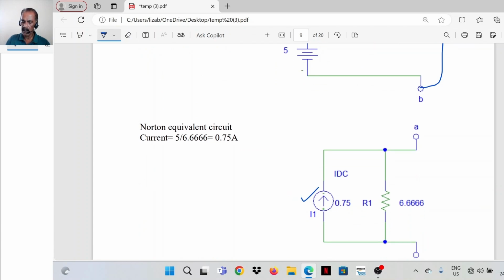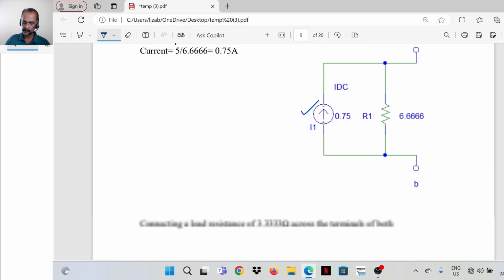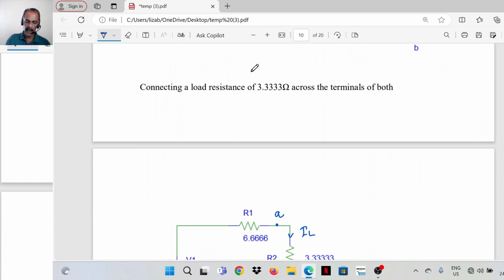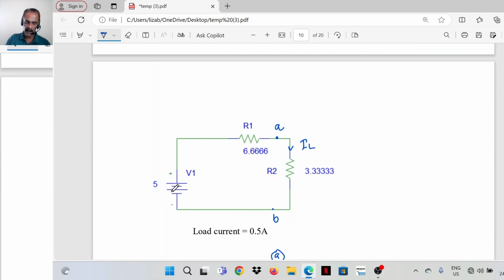Both are equivalent networks. Because if we connect a load resistance across A and B, whatever is the current flowing in the first case, the same current will be obtained in the second case also. So connect a load resistance of 3.33 across both the networks. Here this is the Thevenin equivalent, 5 volt in series with the 6.66 ohm. The load resistance is 3.33 ohm.